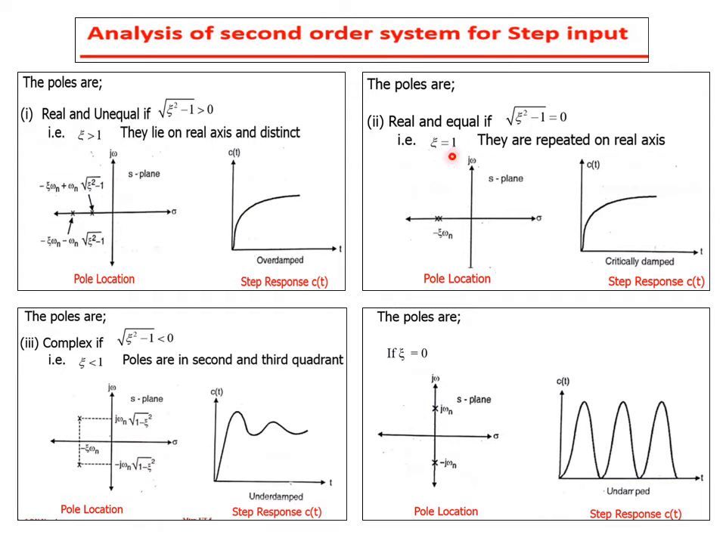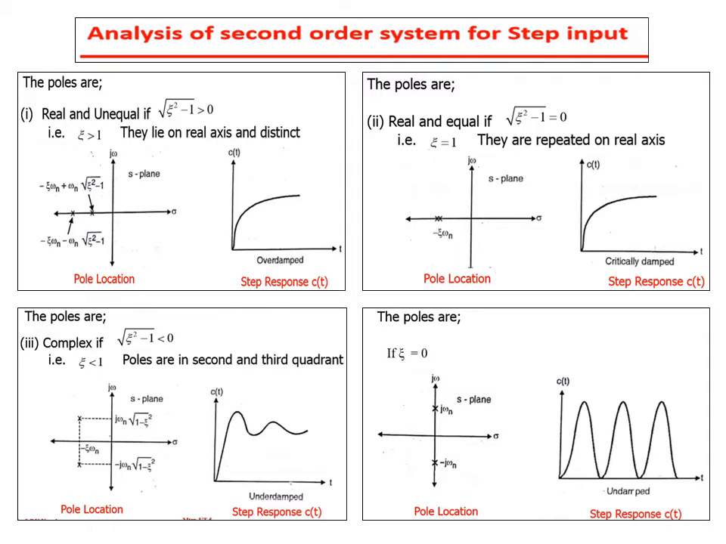In this case, the two roots lie on the same point. So the two roots, s1 and s2, will lie in this part, because it is equal, so only this particular part remains. In the less than 1 case, it consists of the imaginary part, because less than 0 under the root means the j part, the imaginary part, comes into the picture. So there are two imaginary roots. Real part and imaginary part both will be there in the roots.